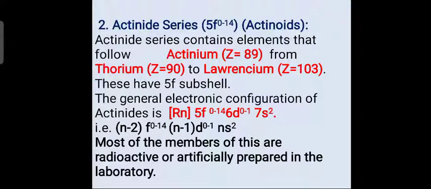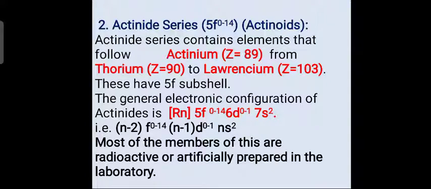Actinide series, also called actinoids, 5f 0 to 14. The actinide series contains elements that follow actinium. What is the atomic number of actinium? Z is equal to 89. The starting element is thorium, ending with lawrencium.